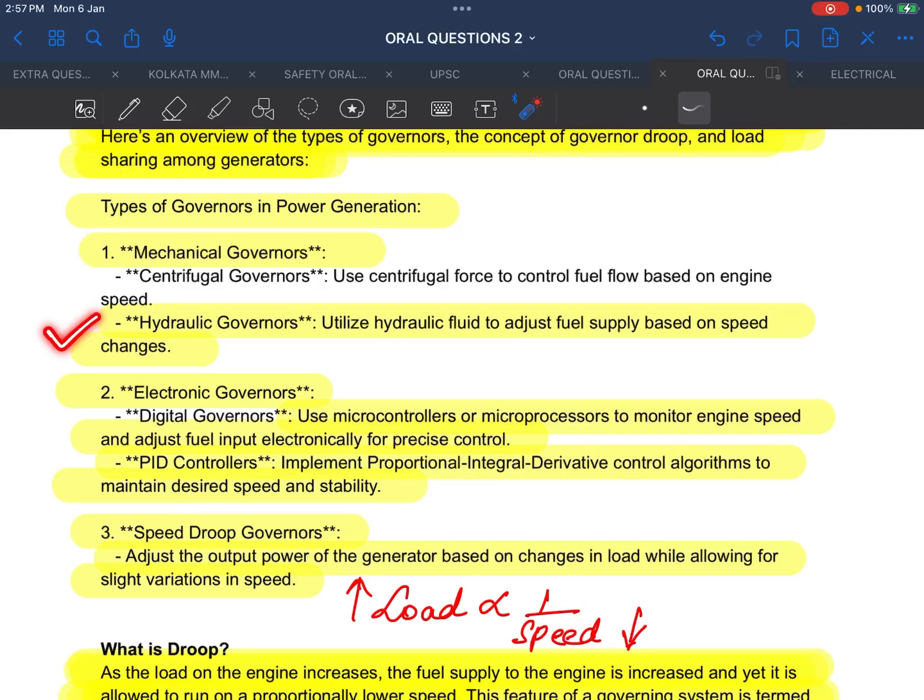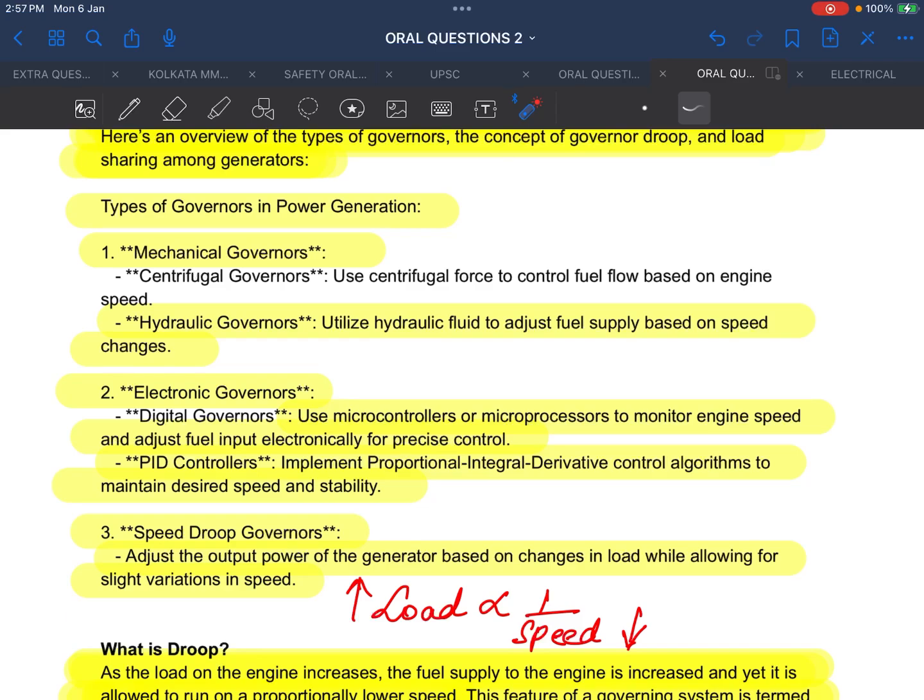And we are also using the hydraulic governor. How does the hydraulic governor control? Basically with the help of hydraulic fluid to adjust the fuel supply based on the speed changes. You don't have to explain this in detail, they are just asking what the types of governors are. So first is the mechanical governor, then the hydraulic governor and the electronic governor.